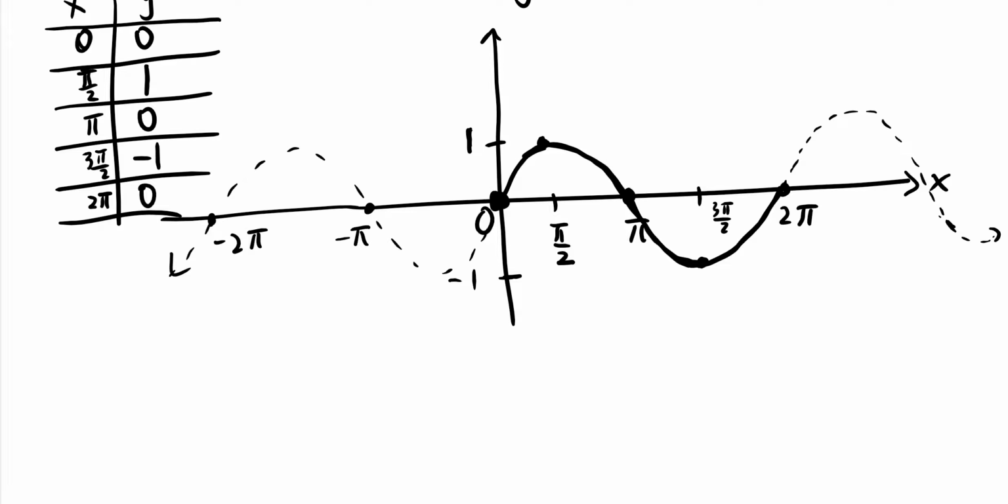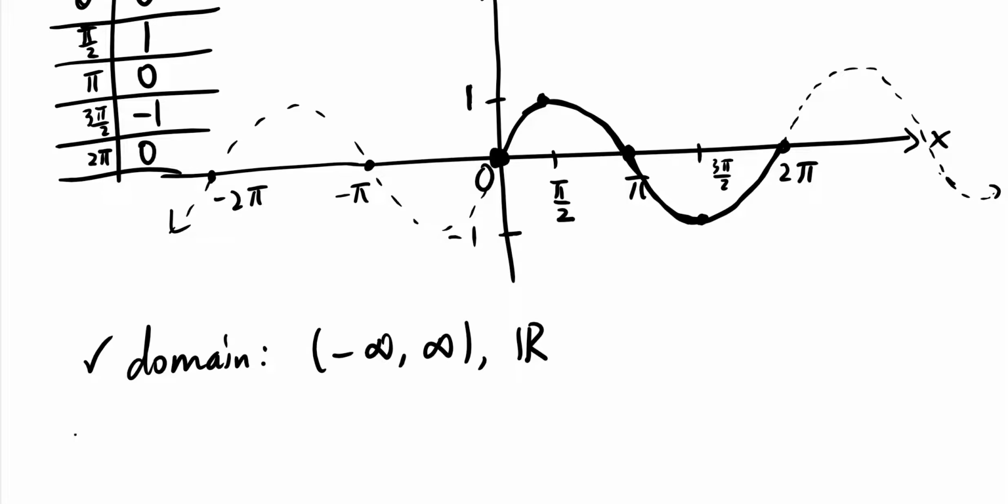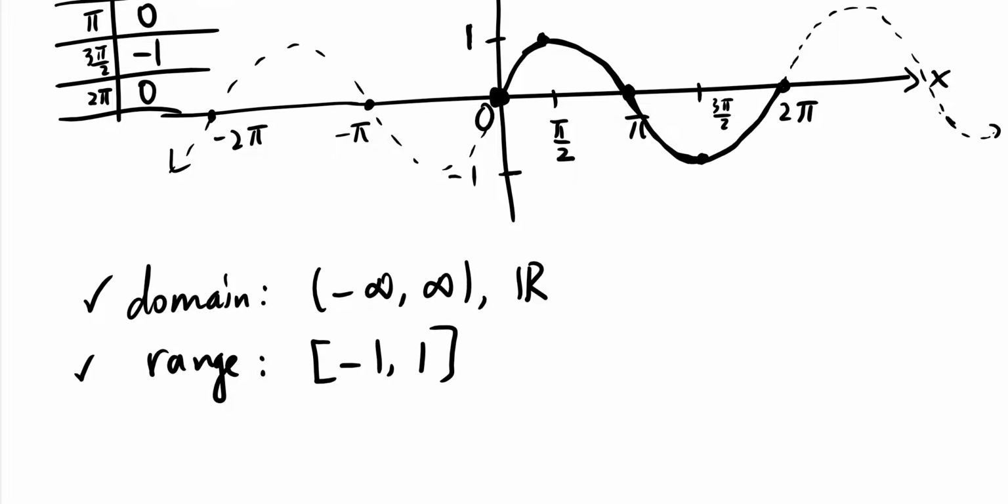But we can analyze the graph and get more and more information about it. For example, we can find the domain. What's the domain of y equals sine x? It's all real numbers, from negative infinity to infinity. Or you can write it like this, meaning the set of all real numbers. The range: it's oscillating between negative 1 and 1, from negative 1 to 1.